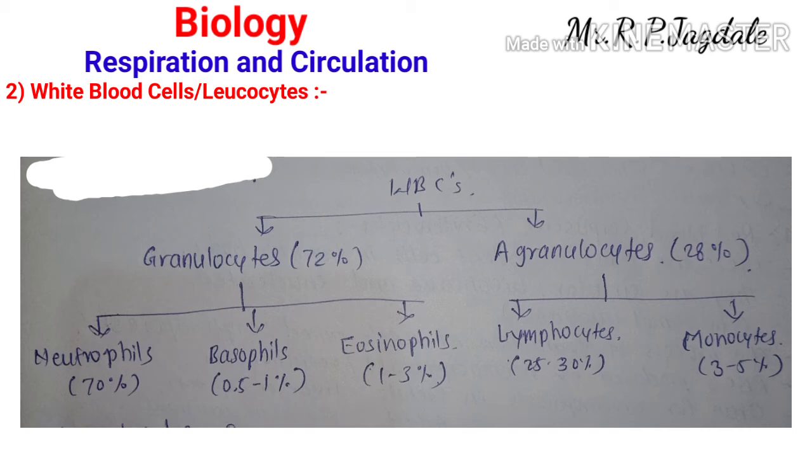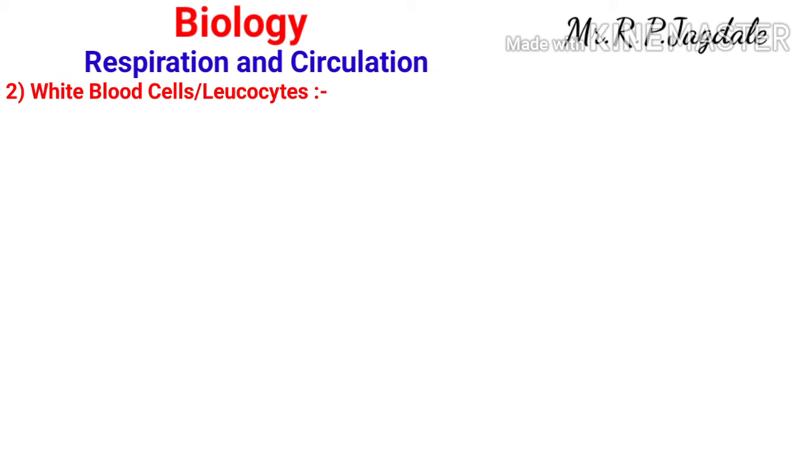That is depending upon the stains used. Neutral stain, neutrophils; basic stain, basophils; and acidic stain, acidophils or eosinophils. In that, neutrophils are 70%, basophils are 0.5 to 1% and eosinophils are 1 to 3%. Then coming to the agranulocytes, out of 28%, 25% to 30% are lymphocytes and 3 to 5% are monocytes. This is the differential count. We are going to see each and every part.